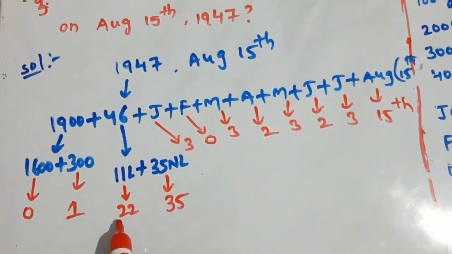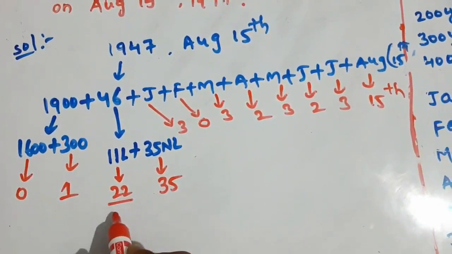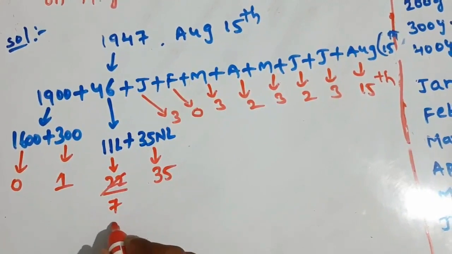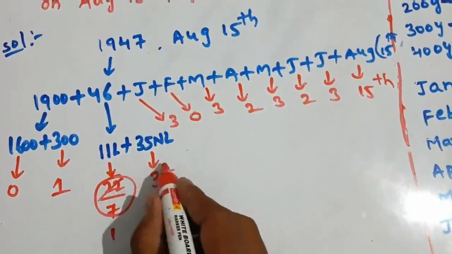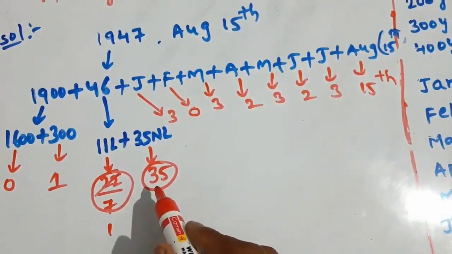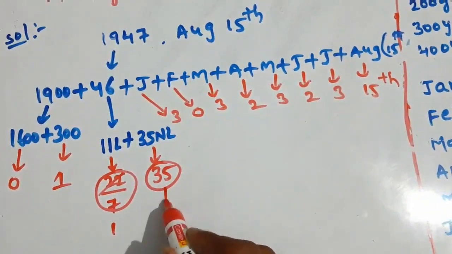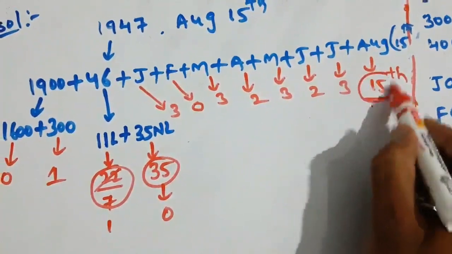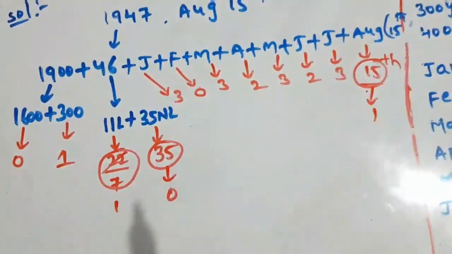Now I am going to simplify. It's more than 7, so I will divide by 7. So I will get remainder as 1, so 1 odd day for this. If I divide by 7, 7 5s are 35, remainder is 0, so 0 odd days. If I divide by 7, again I am going to get 1 odd day.